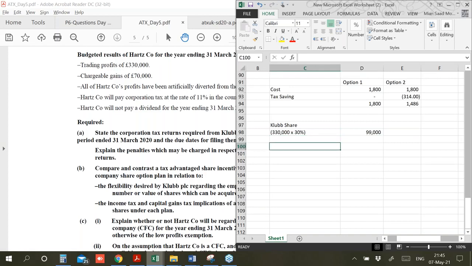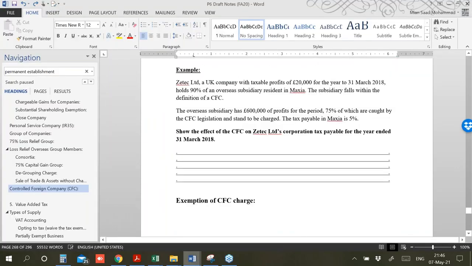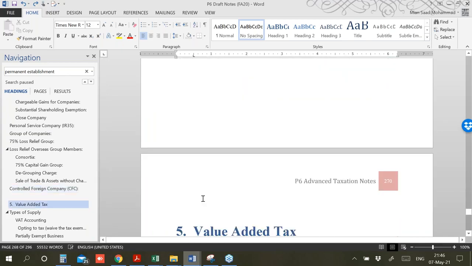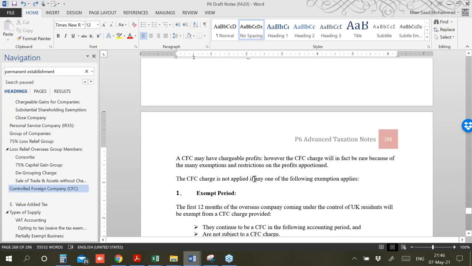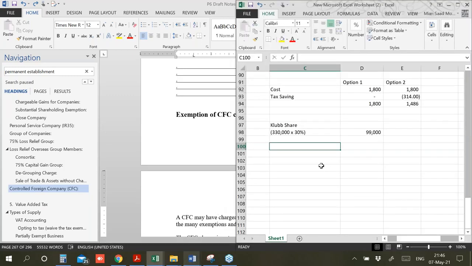What is a normal CFC charge? You should consider that corporation tax will be applicable on these profits. However, DTR will still be available. In my notes, you can see how to calculate a CFC charge as well, and at the end I have provided a formula. There you can see it. So this is the share of profit.